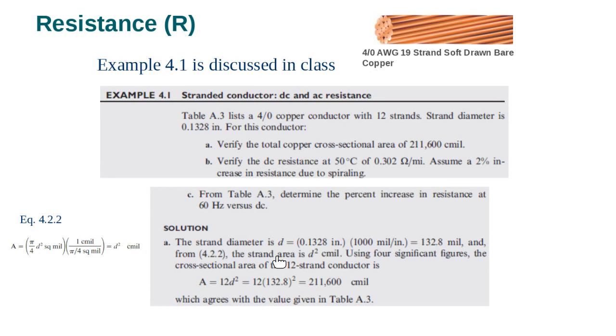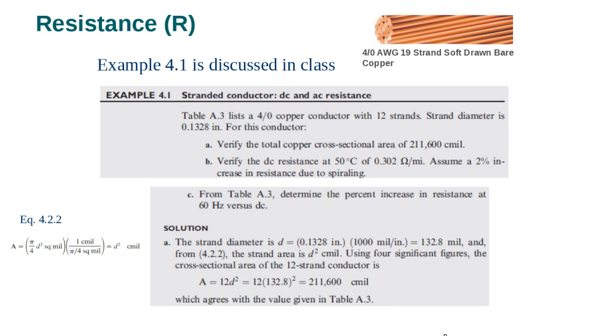All right, so that's what you will do here. 0.1328 inches, which is given on the table in inches, just multiply by 1,000 to give you mils. And what we do with these mils, we just square. This is for each strand, and then how many strands do we have? 12. Therefore, we get this number. So you verify your answer, which agrees with table A3. Straightforward. So this is good.